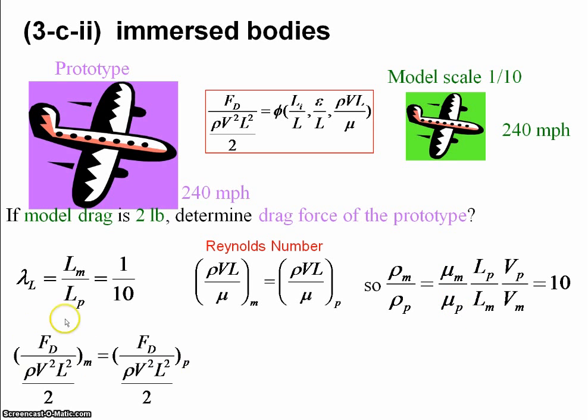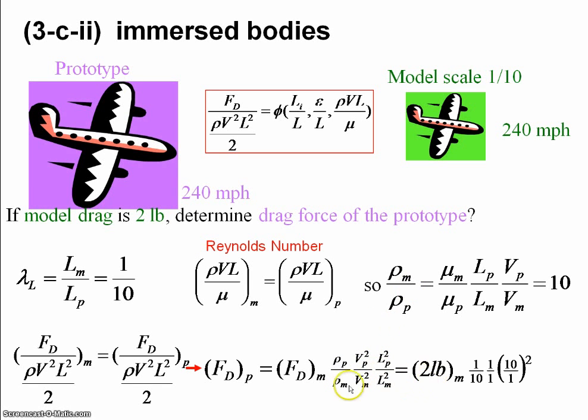So we require the similitude law of the dimensionless numbers. For this example here, the drag coefficients between the model and prototype should be the same. Having said that, we will be able to determine that the prototype drag equals the model drag, and then follow with the information we get from here.